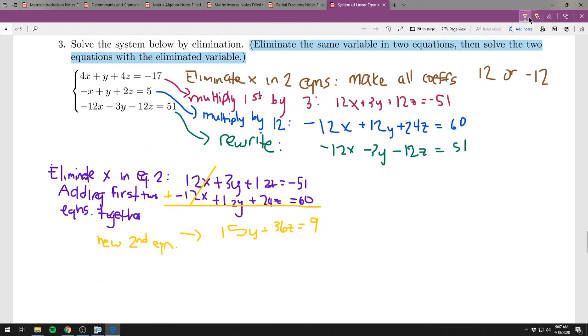All right, now we want to eliminate x in, let's say, the third equation. Well, if I add the first and third equations together, I still get it to eliminate. So to eliminate x in equation 3, I'm going to add the first and third equations together.